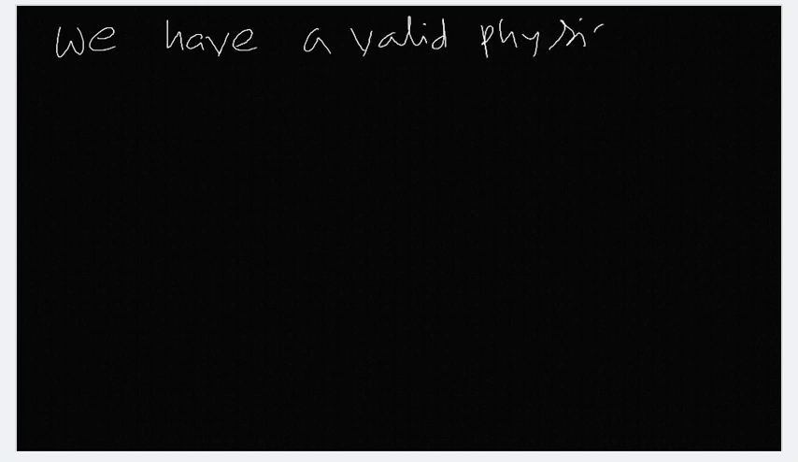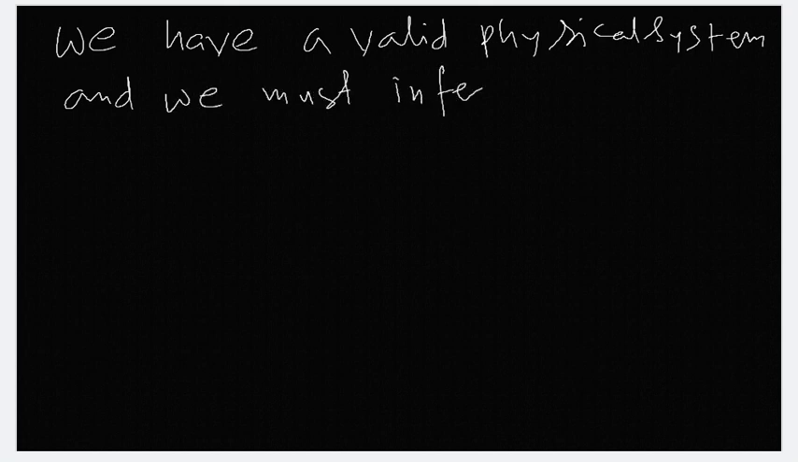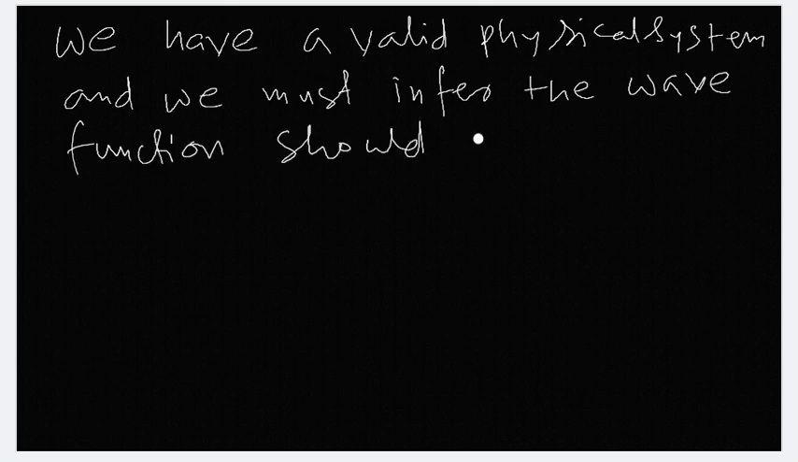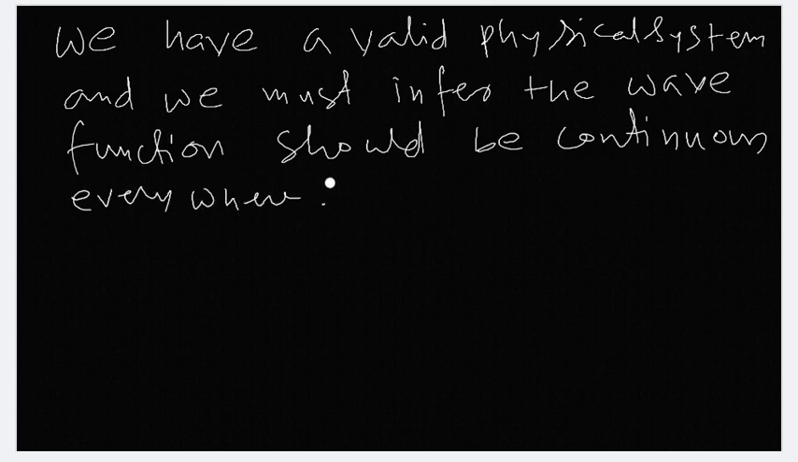But if we have a valid physical system, we must infer the wave function should be continuous, right? The wave function should be continuous everywhere. Okay, may it be classical turning points, but whatever it may be, the wave function must be continuous at every point within the region.